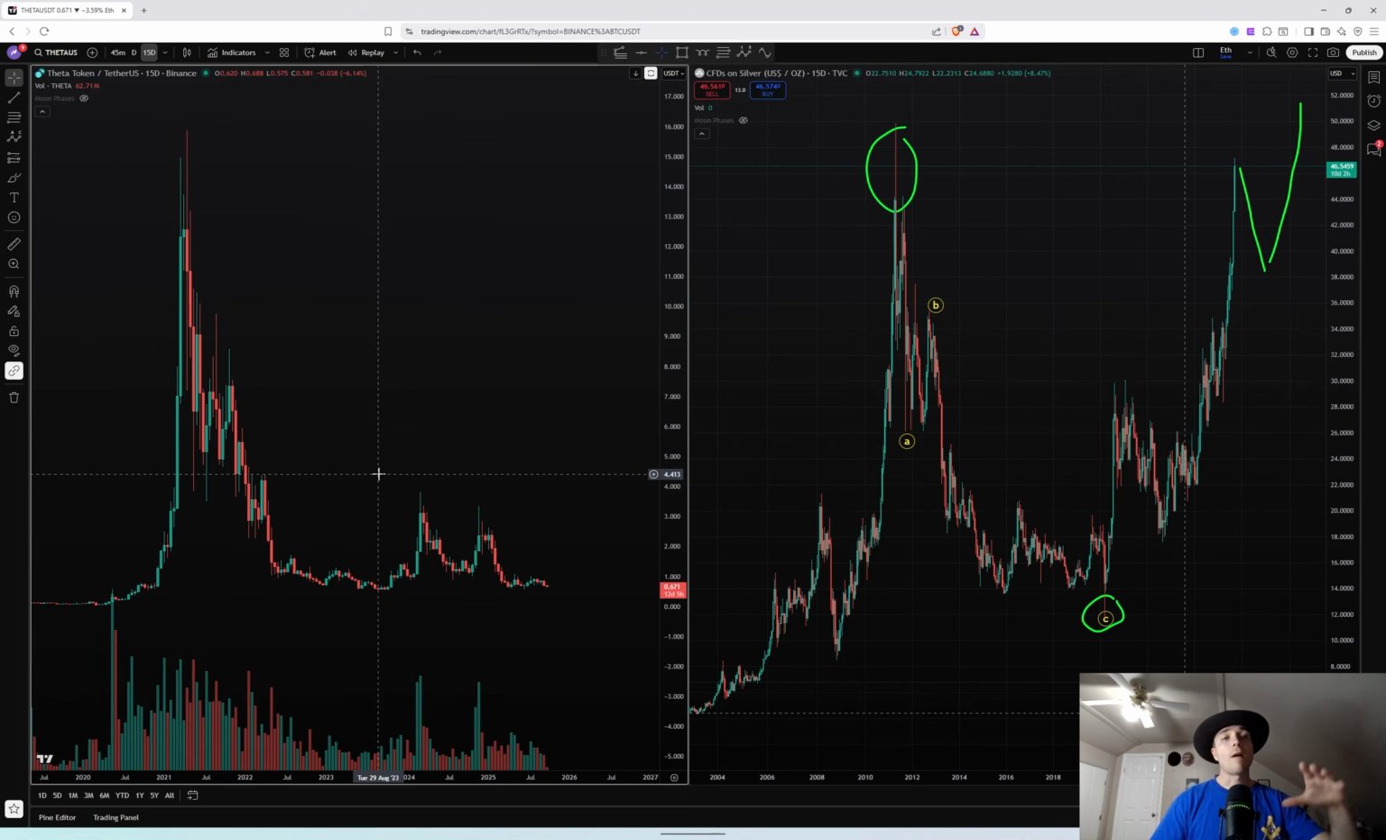So big things are coming for Theta. I'm very excited about this coin. It's extremely undervalued, definitely one of the most undervalued cryptos in the entire space, and I'm expecting a huge bull market and a very profitable run on this coin.